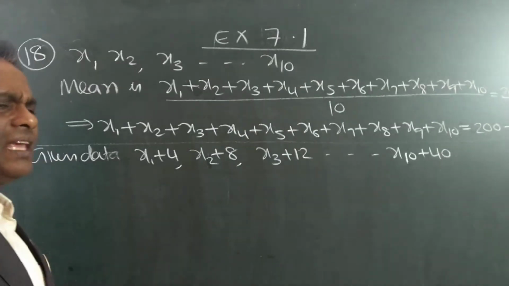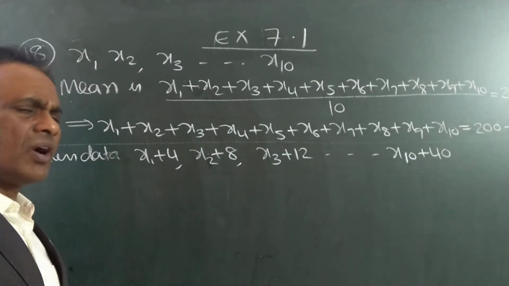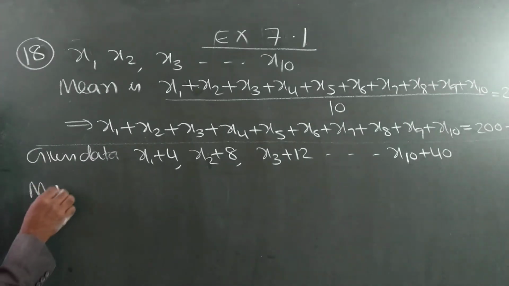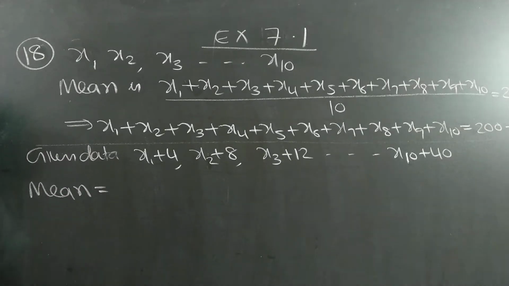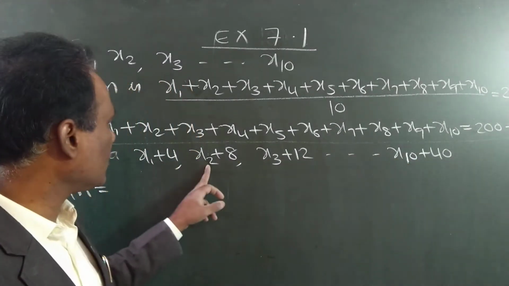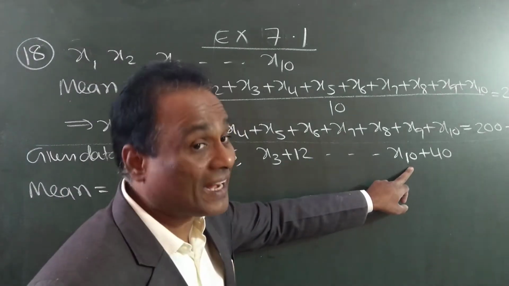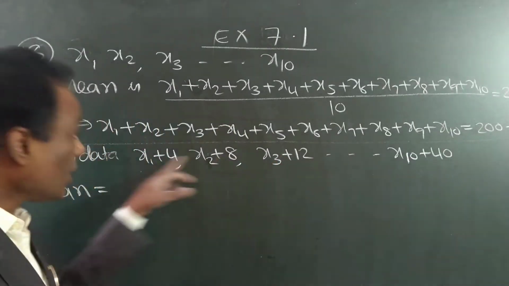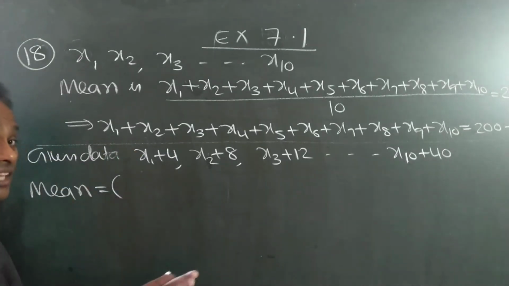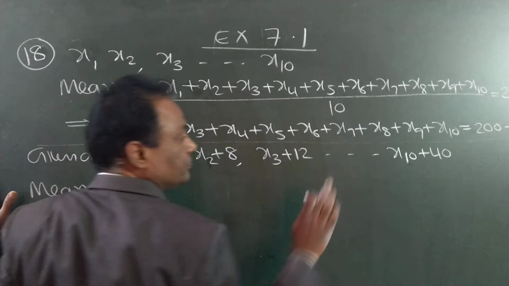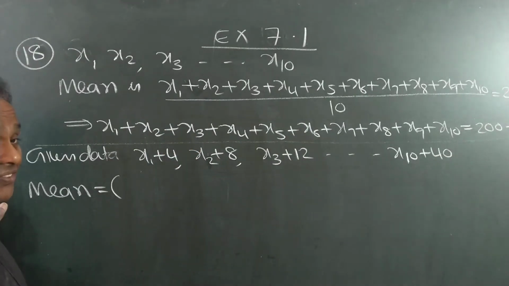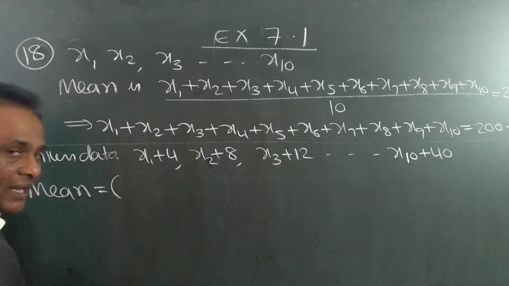Same procedure. From the beginning we have solved maybe 10 to 12 problems on the mean model. Mean is nothing but the sum of all these numbers by how many numbers? 1, 2, 3, 4 up to 10 numbers. So how to find the mean of these numbers? See here. Don't write. The question is, what is the mean of this data? How to find the mean? Mean or average or arithmetic mean, all are the same: sum of the observations by number of observations.